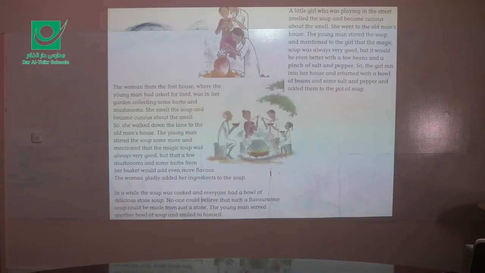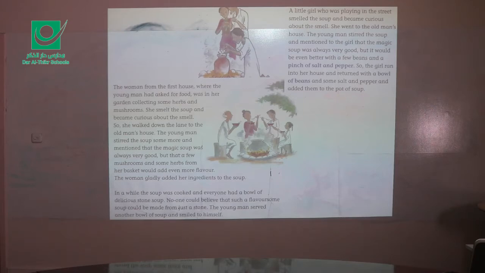A little girl who was playing in the street smelled the soup and became curious about the smell. She went to the old man's house. The young man stirred the soup and mentioned to the girl that the magic soup was always very good, but it would be even better with a few beans and a pinch of salt and pepper. So the girl ran into her house and returned with a bowl of beans and some salt and pepper and added them to the pot of soup.